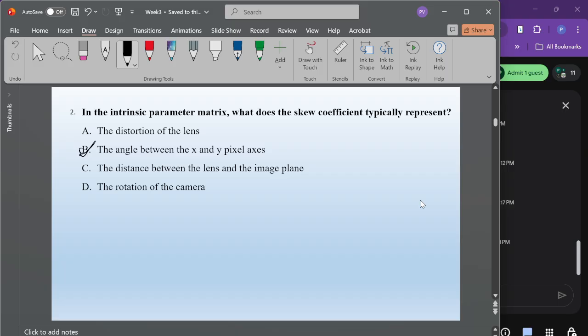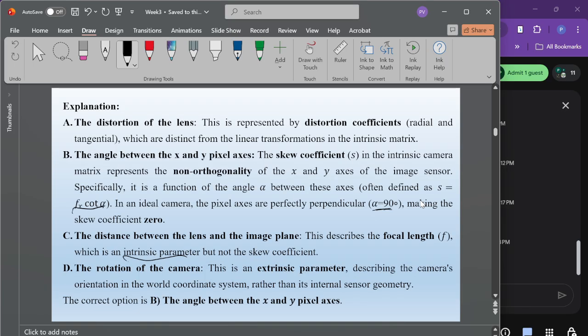So basically the skew coefficient represents the angle between the x and y pixel axes by the equation fx cot alpha, where if alpha is 90 degrees, that makes the skew coefficient 0.